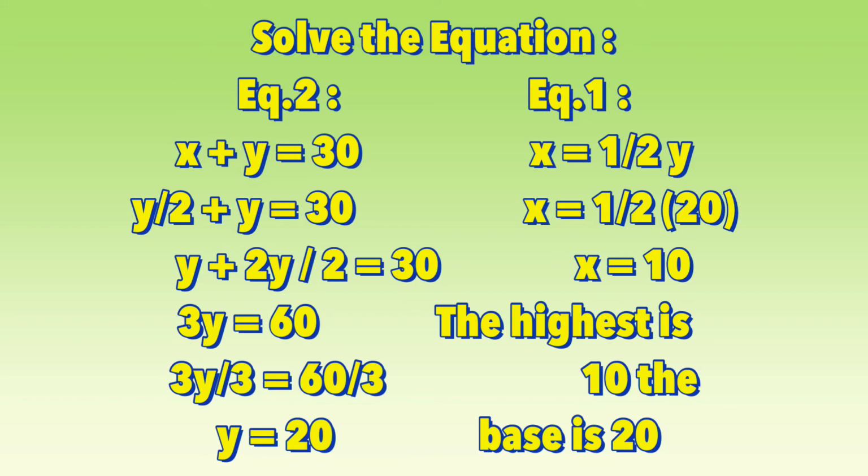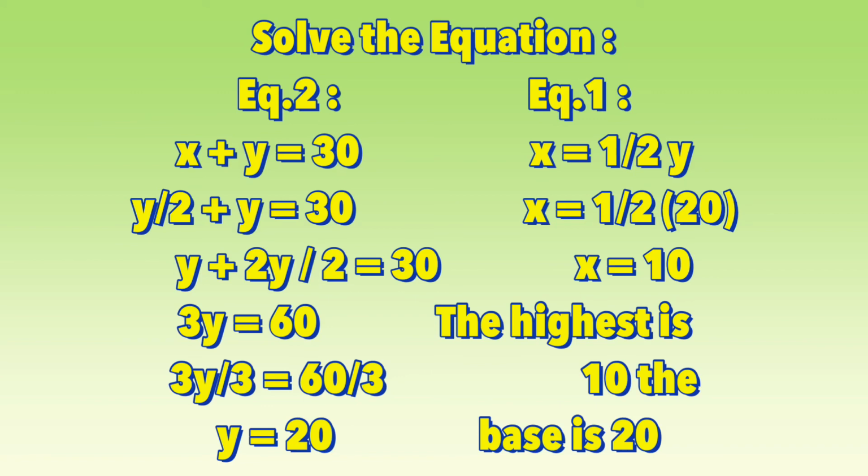Then the 2 on the left side is cancelled. That's why the remaining is 3y. And 30 times 2 equals 60. Then since we're solving for y, 3y equals 60, we divide both sides by 3. So 3y divided by 3 equals y, then 60 divided by 3 equals 20.